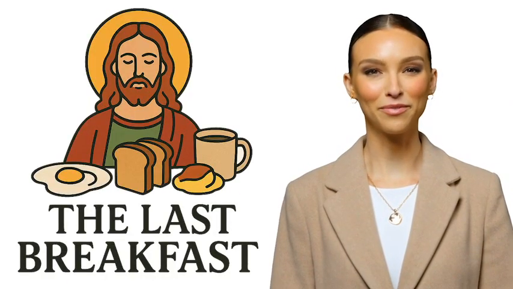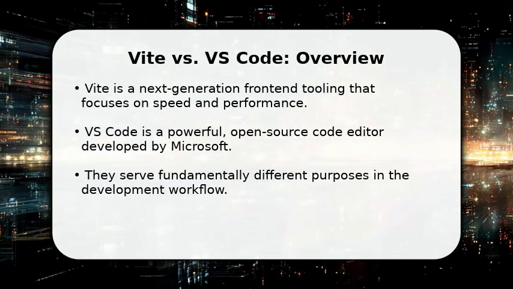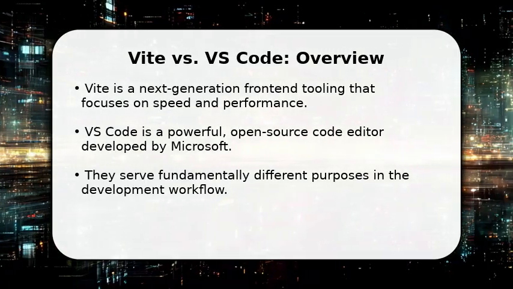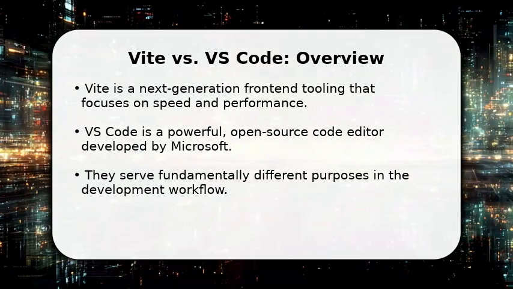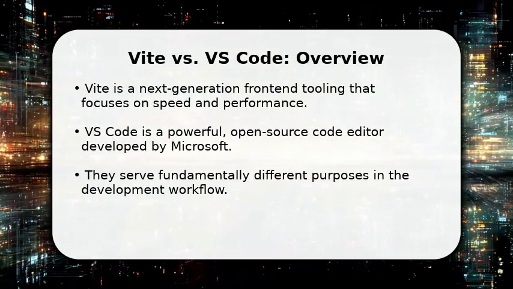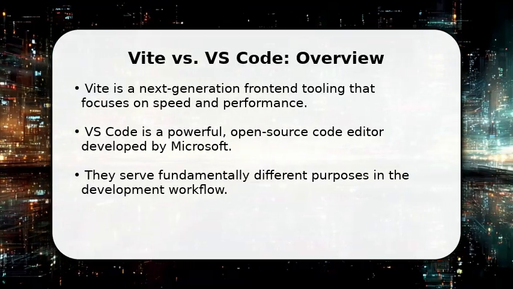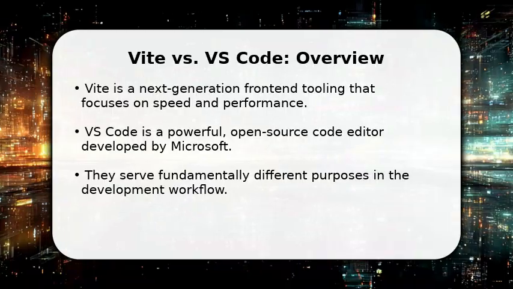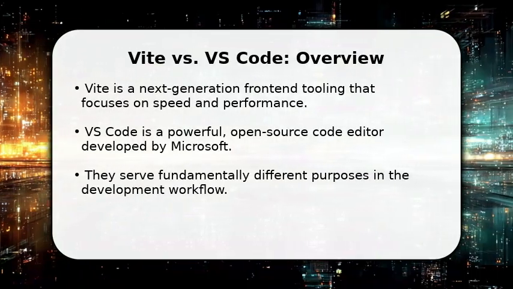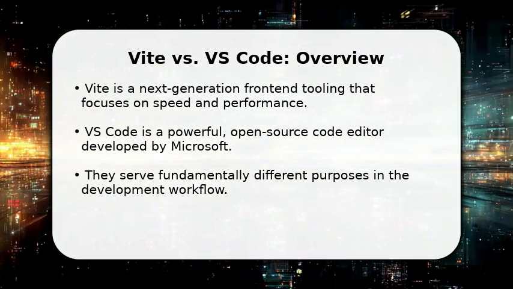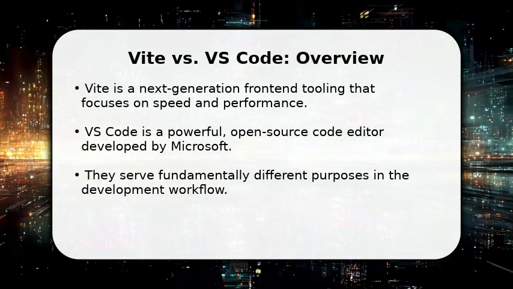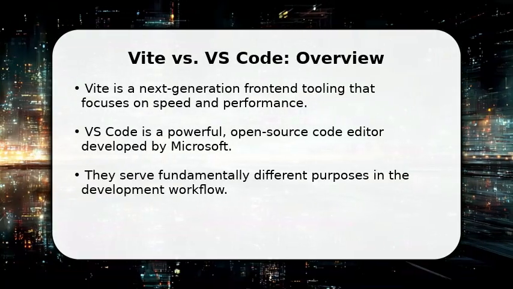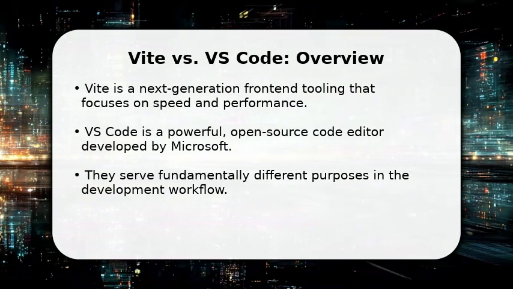Please enjoy the video. In this video, I will compare Vite versus VS Code. Vite is a cutting-edge front-end build tool designed for speed, offering features like instant server start and hot module replacement. On the other hand, VS Code is a versatile and powerful code editor, providing an extensive environment for writing, debugging, and managing your code. Understanding their distinct roles is key, as they serve fundamentally different, yet often complementary purposes in the modern web development workflow.